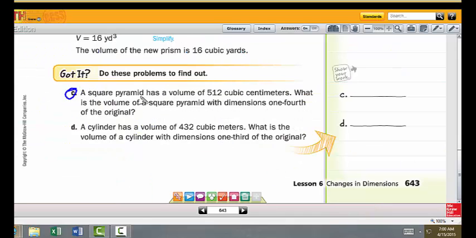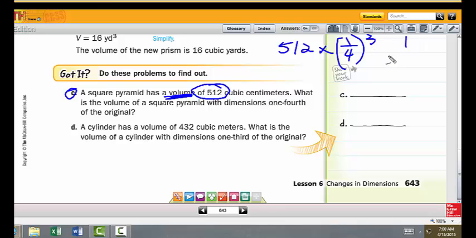Letter C. We have a square pyramid, and it has a volume of 512 cubic centimeters. What is the volume of a square pyramid with dimensions 1/4 the original? So in this case, we have 512 times the scale factor of 1/4, but because we're talking volume here, we're talking cubic units, so we're going to cube that scale factor. So that would be 1/4 times 4 times 4, which of course is 1/64.